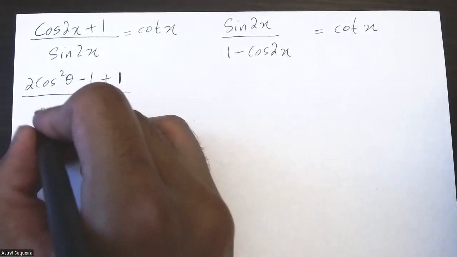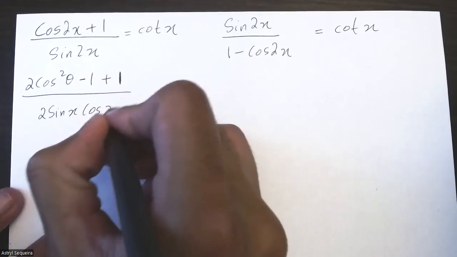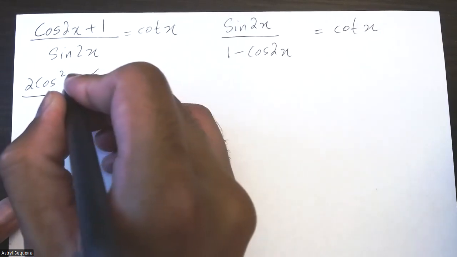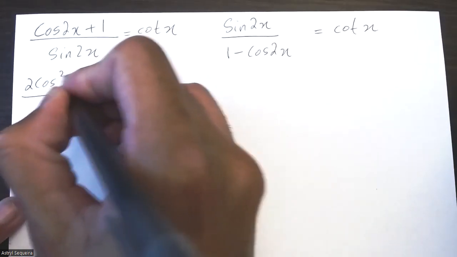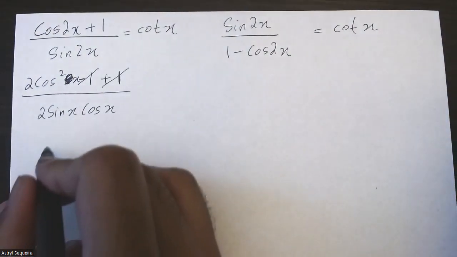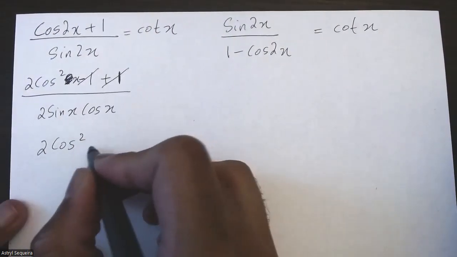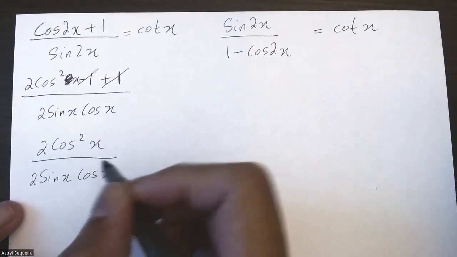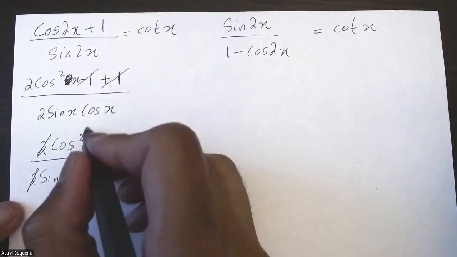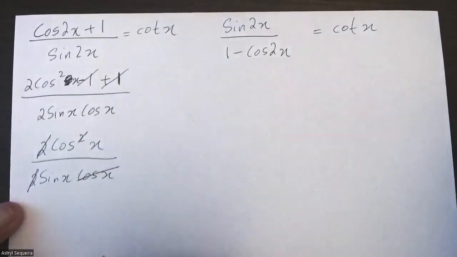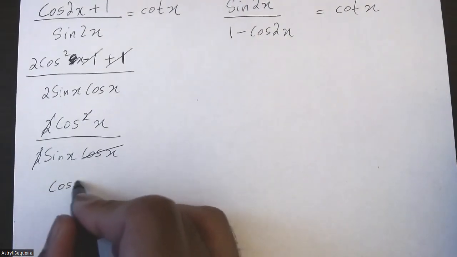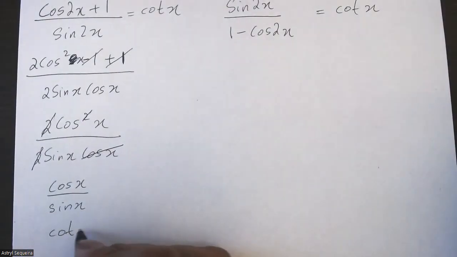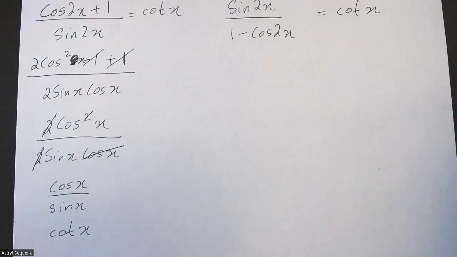The denominator, sine 2x, only converts to one thing, 2 sine x cos x. And now this minus 1 and plus 1 cancel each other out. Also, that's an x, not a theta. I wrote a theta from the original formula. So now I'm just left with 2 cos squared x divided by 2 sine x cos x. Now the 2s can cancel, and the square will cancel, so one cos from the top, one from the bottom. So I'm just left with cos x over sine x, which is the same as cot x, which is the same as the other side.